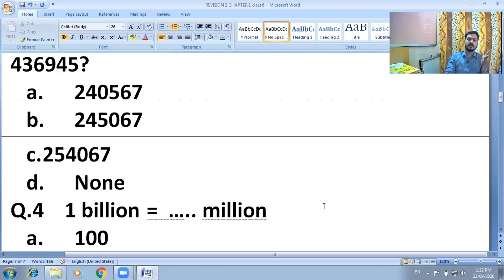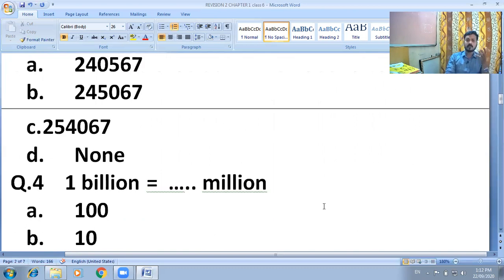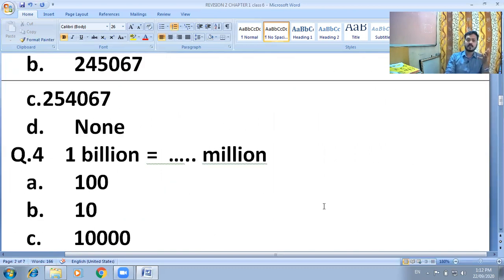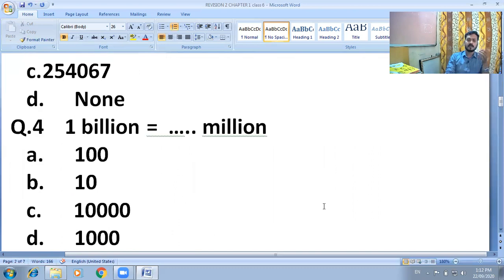Next question: 1 billion is equal to, you can select only one answer from the given options: 100, 10, 10,000, lakh. Okay, you can give your response according to these 4 options. 1 billion is equal to how many millions?